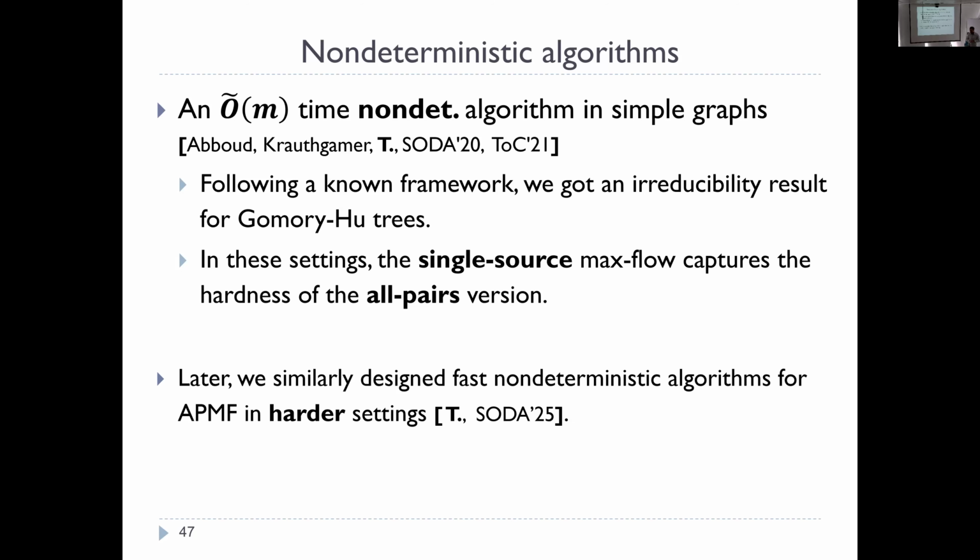And like I started to say, as a side note, later we designed a fast non-deterministic algorithm for all pairs max flow also in harder settings, where a Gomory-Hu tree doesn't exist. And we do hope that it would similarly lead to improvements later.